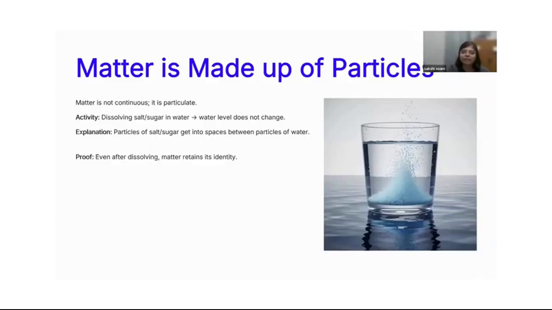So matter is made up of particles. One thing that we should know is that matter is not continuous, it is particulate. What is the meaning of that? For example, if I have this glass of water, it is not continuous. There are spaces in between water molecules. Water molecules have particulate nature. They're made up of small, small particles.